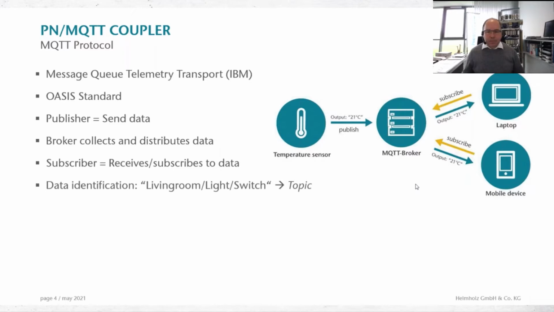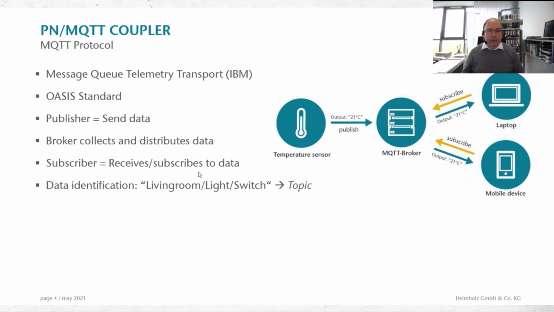The data identification in MQTT is usually in text form, so you can easily read it. For example, this is an example I have from the automated home area. If you have your own flat or your own house, you can use MQTT to control all your lights and heating and so on.